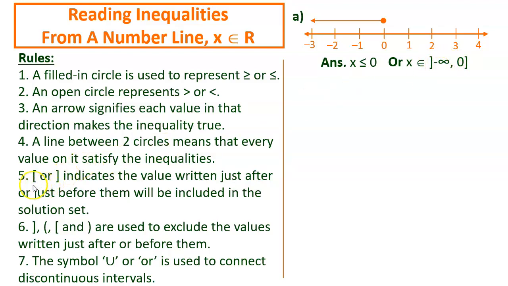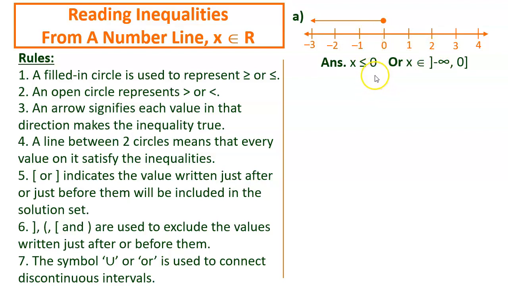But this square bracket indicates that the value written just after should be included. So not just after, in this case it is just before. So 0 should be included, but negative infinity should be excluded. So this is the second type of writing the same inequality, expressing the same inequality in a different way.